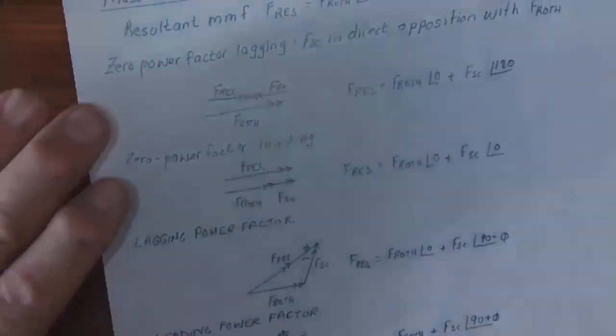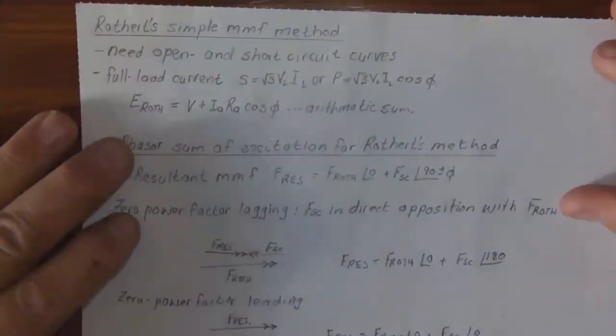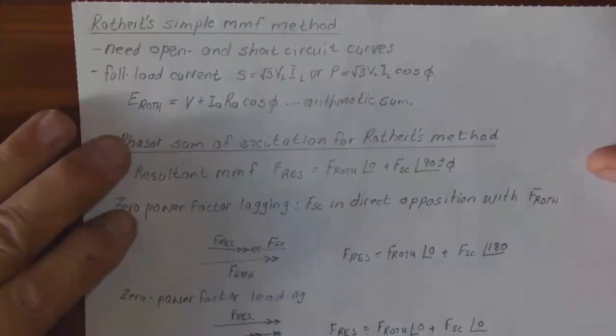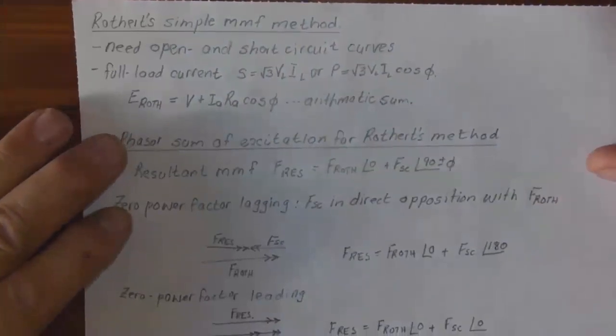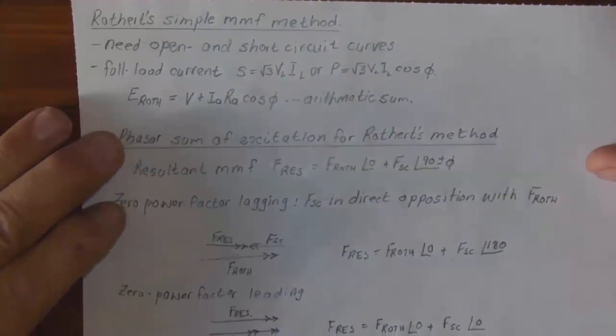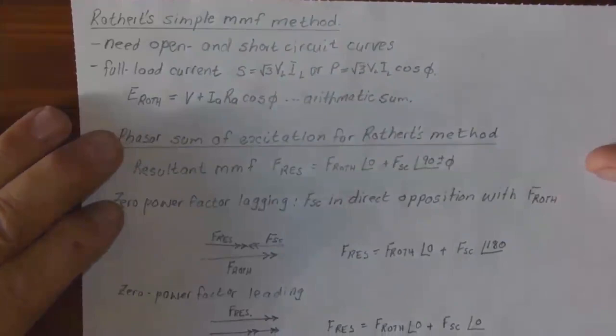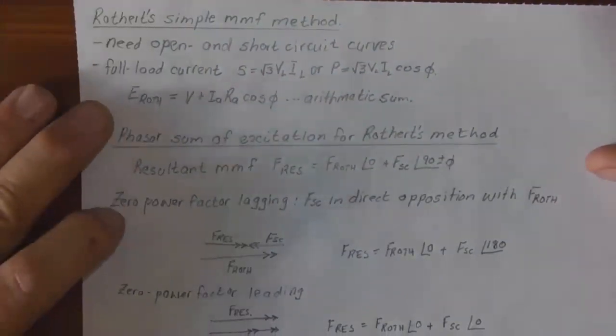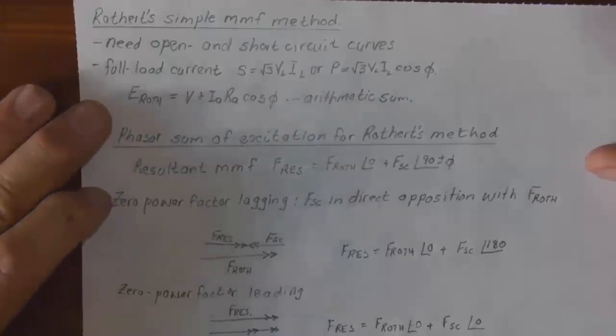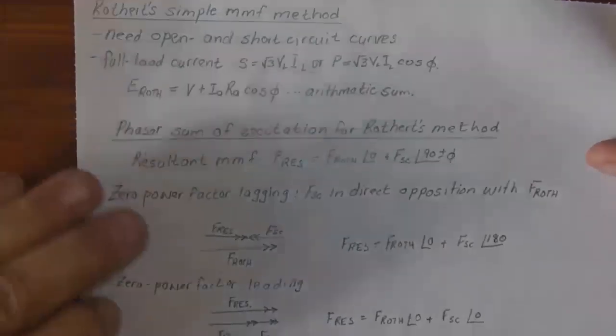Now, let's have a look at Rothert's simple MMF method. There we need the open circuit and the short circuit characteristic, and the full load current can be determined by S is square root 3 V line I line, or P is equal to square root 3 V line I line cos phi. Then the Rothert voltage is V plus I A R A cos phi, all added arithmetically.